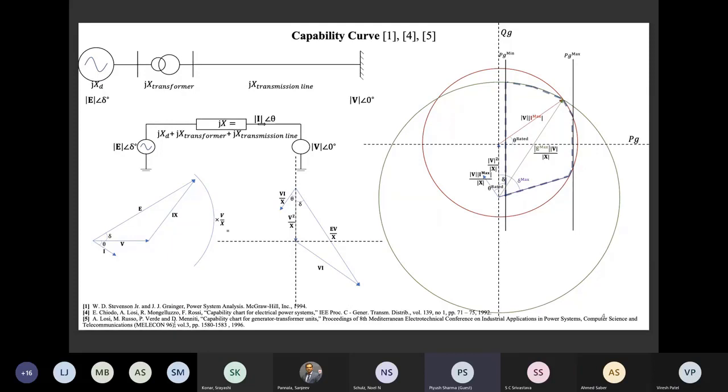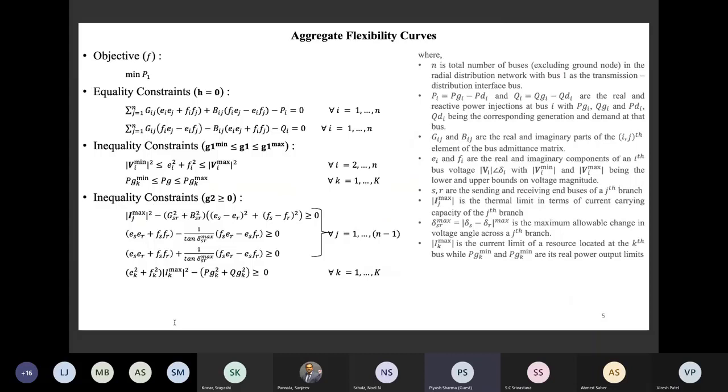Now, the same idea can be taken over to obtain flexibility curves, aggregate flexibility curves at the transmission distribution interface bus for an active distribution network. So the formulation is like this. We maximize, let us say, the real power that can be injected at the transmission distribution interface bus from the distribution to transmission network, subject to the equality constraints, which are nothing but the power balance equations at each and every bus in the network. Inequality constraints: the first one represents the operating limits on voltage magnitudes. The second one represents the limits on real power output of different distributed generators.